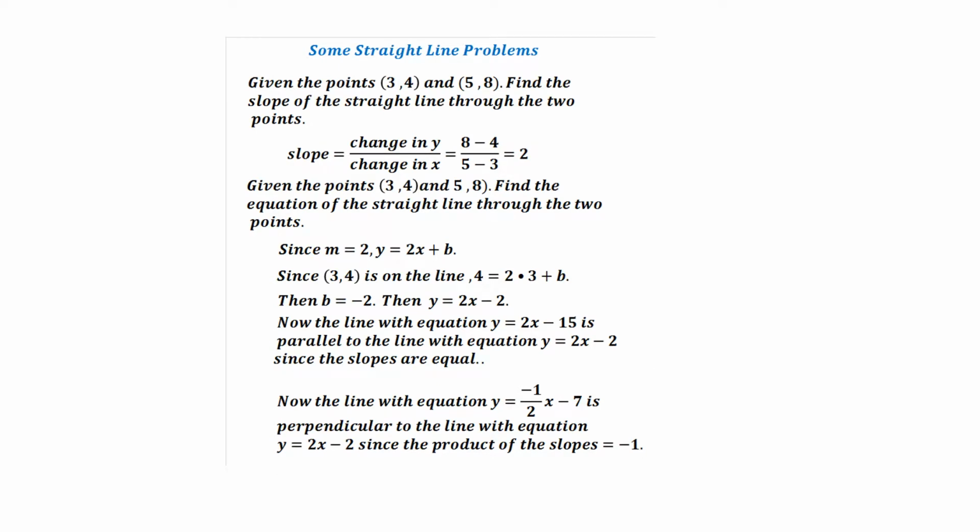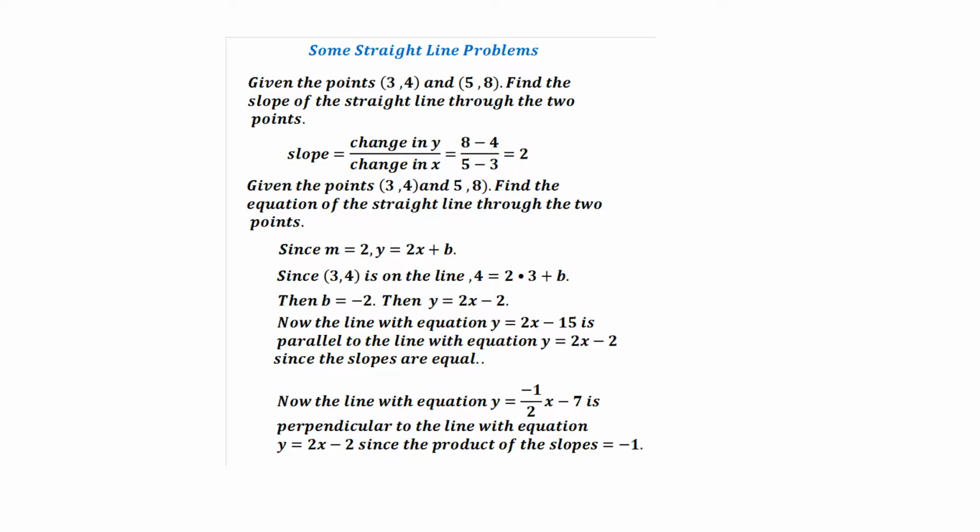Some straight line problems. Suppose we're given 2 points, 3, 4, and 5, 8. X is on the left, y is on the right. And we say find the slope of the straight line through the 2 points. Find the equation of the line through the 2 points. Find a line that's parallel to that line, and find a line that's perpendicular.